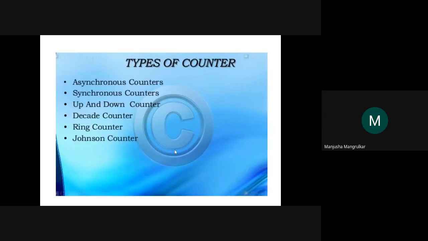Now, what types of counter are there? Basically there are synchronous and asynchronous counters, right? These are the types of counter. Then there are up and down counters, decade counter, ring counter, and Johnson counter. Today we will see only the synchronous and asynchronous counters, right? In the next lecture we will see the up and down counters. So the purpose of today's lecture is to clear the basic difference between synchronous and asynchronous counters, right?